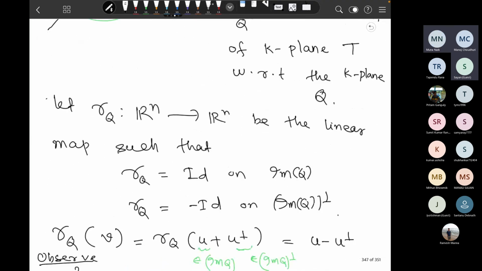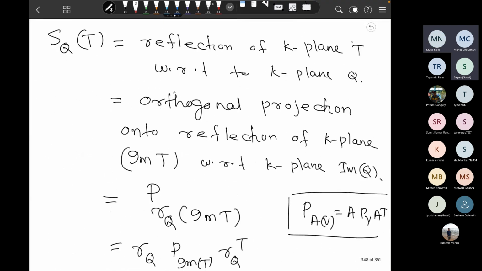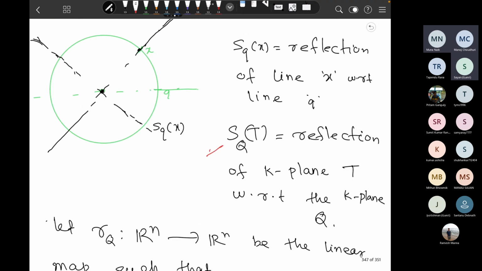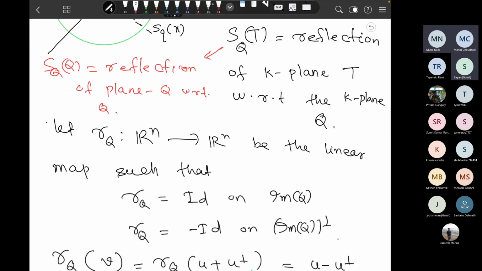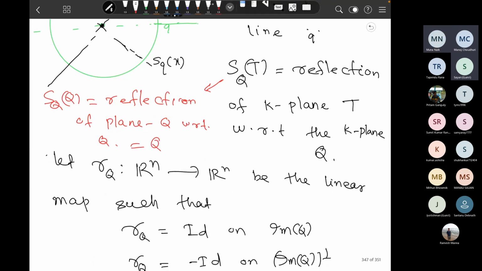Now for SQ of q, I have to prove two more properties: SQ of q is equal to q, and DSQ of q is equal to minus identity. This property I have not shown. This is actually easy. If you look at this description, what is SQ q? SQ q is the reflection of the plane q with respect to q. This is simply q, right? From the geometrical description, it is clear.